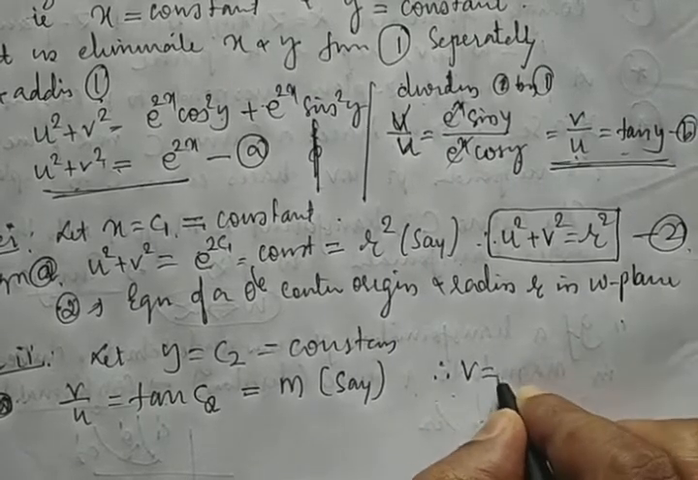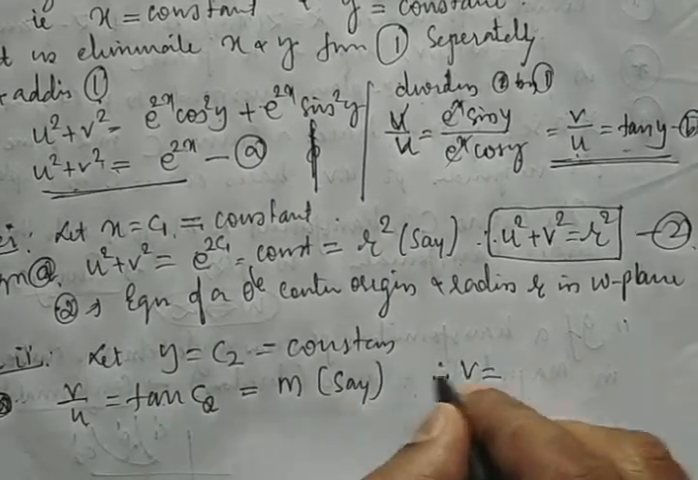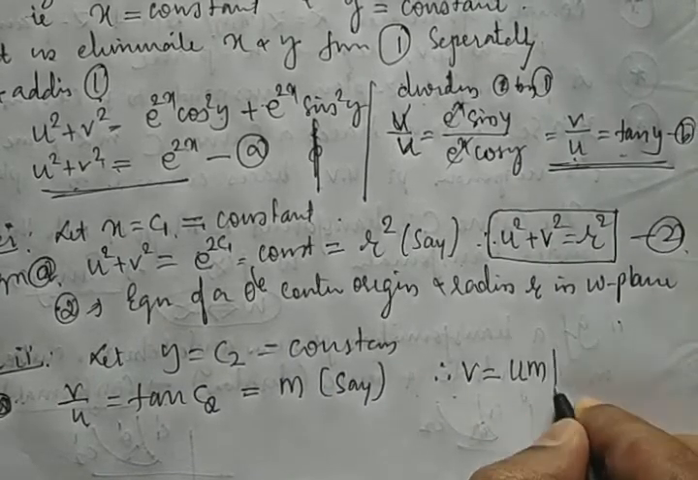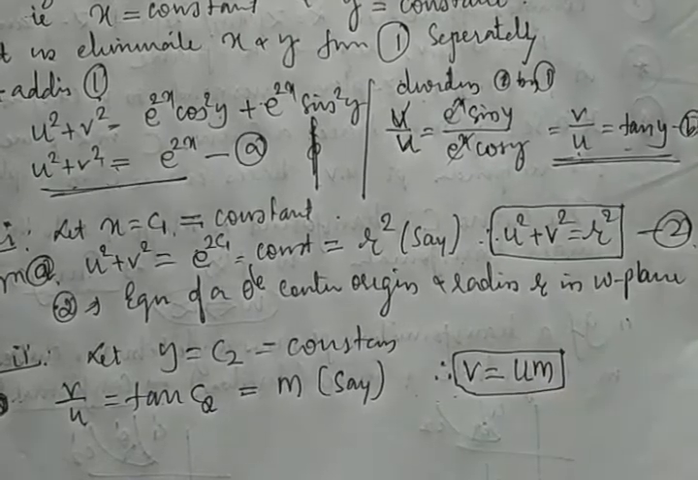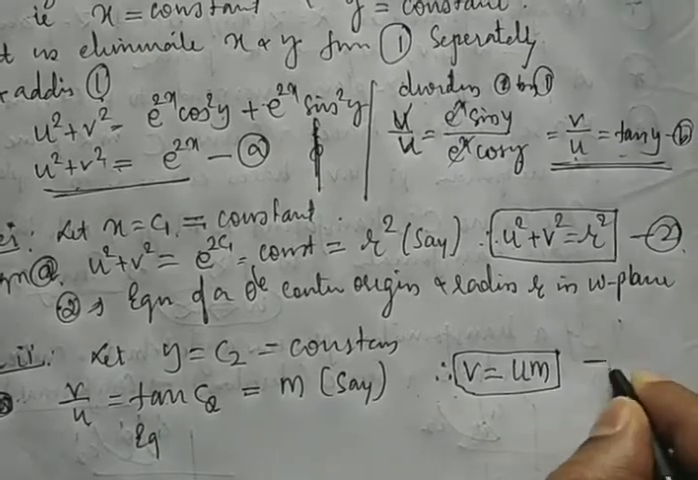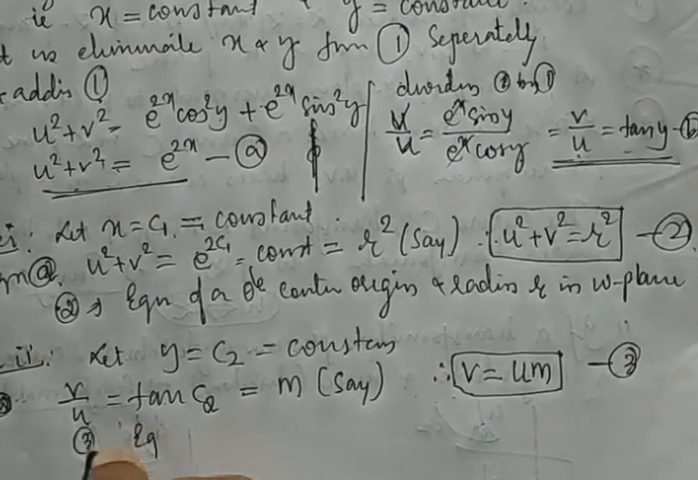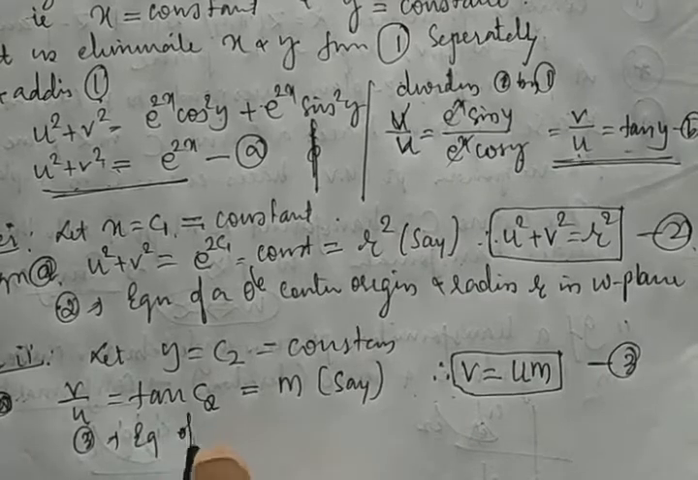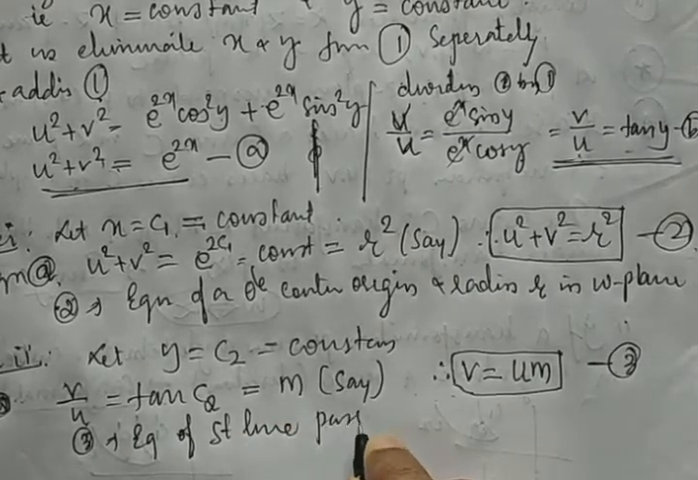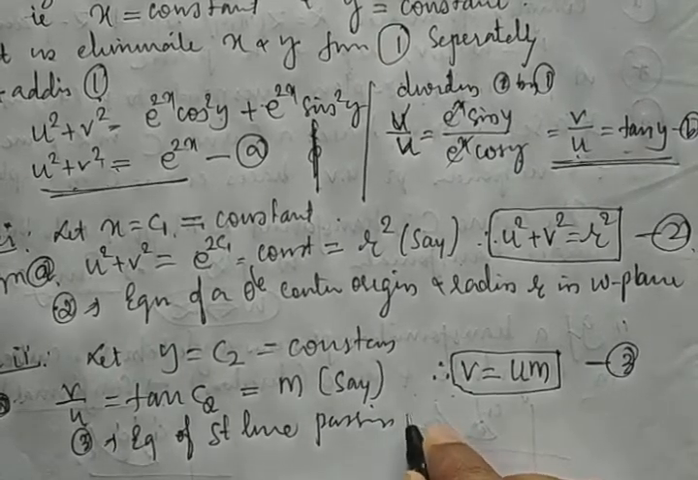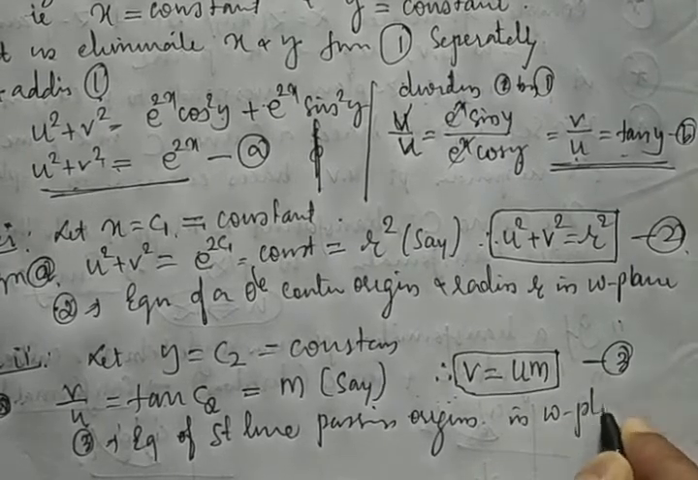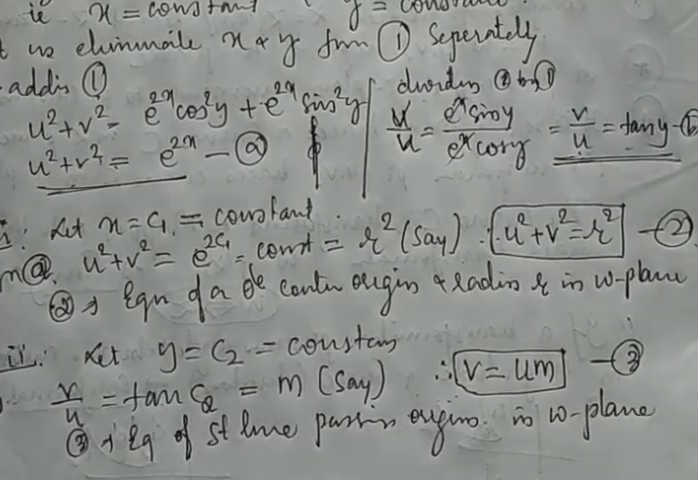Therefore, taking this u to the other side, v is equal to u into m, or m into u. What does it represent? I call it equation number 3. Then equation number 3 represents the equation of a straight line passing through the origin in the omega plane. So we observed two discussions here.